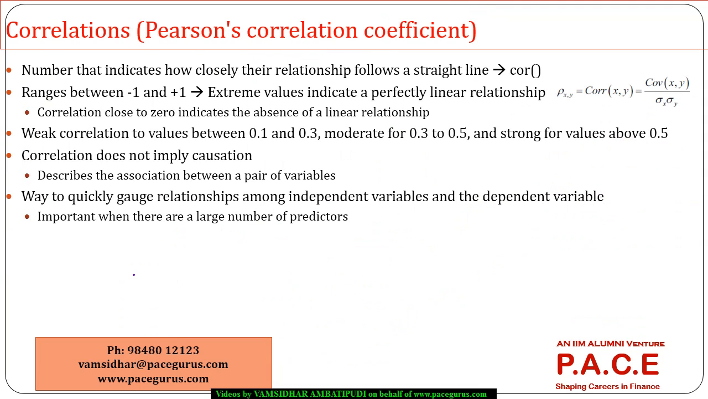One more thing that plays an important role in understanding linear regression is the concept of correlation, otherwise called Pearson's correlation coefficient. It's a single number that indicates the strength of the relationship between the variables, especially the linear relationship. The strength of the linear relationship between the variables is what is measured through correlation.